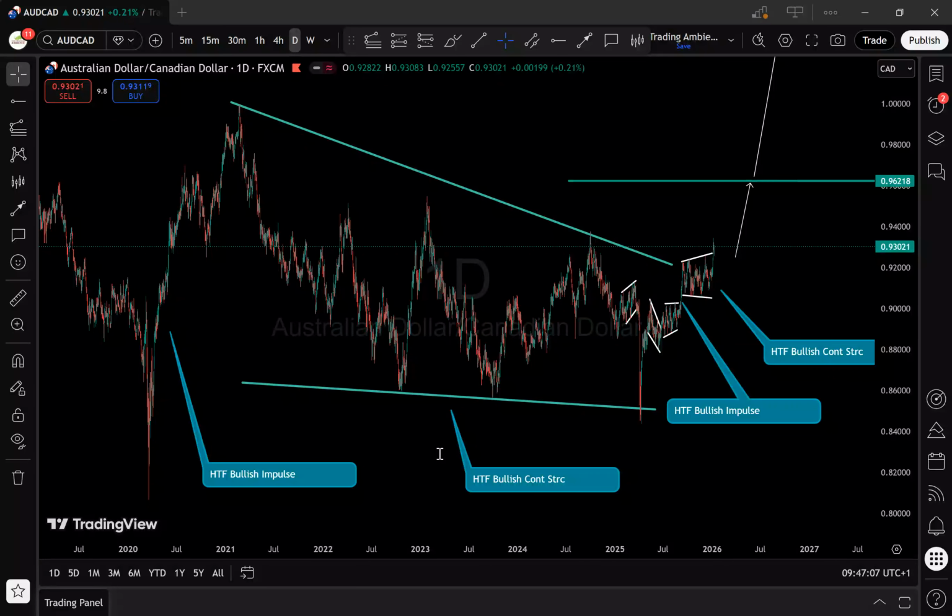And right here we have a double top. Right here we have a bearish impulse, bearish continuation. Then here, bearish impulse, and we are expecting another bearish continuation here. But right now we have only one high and two lows at the moment. So the price is at the top of this, getting closer to this high.